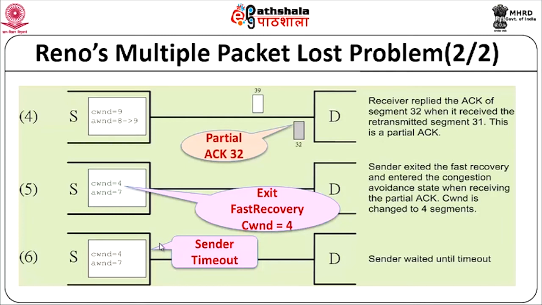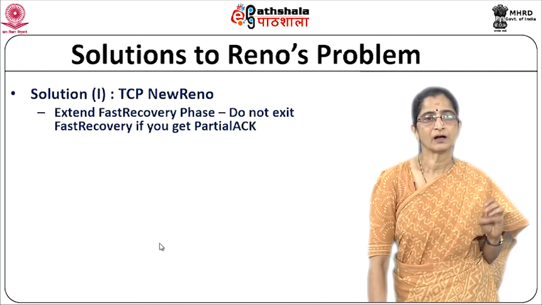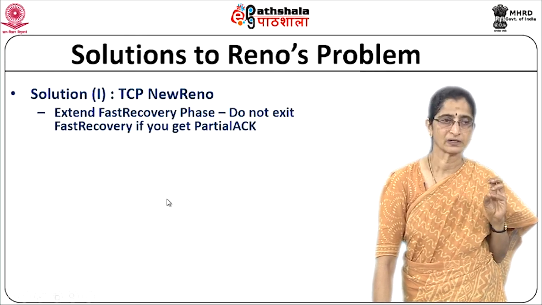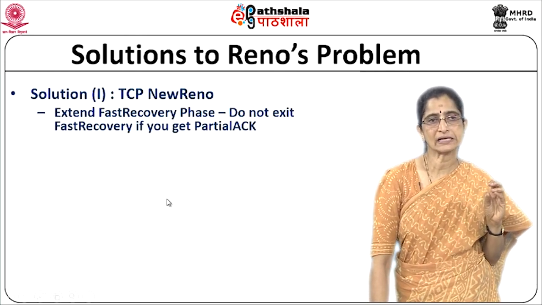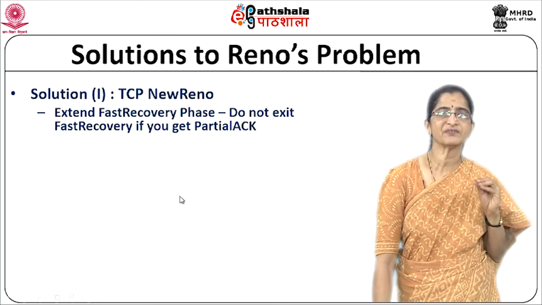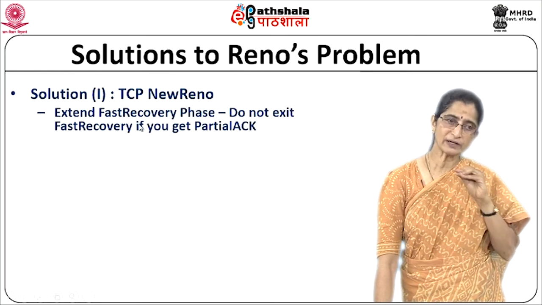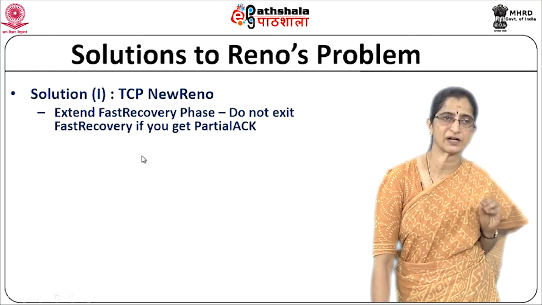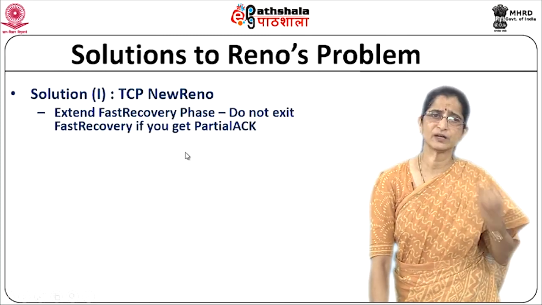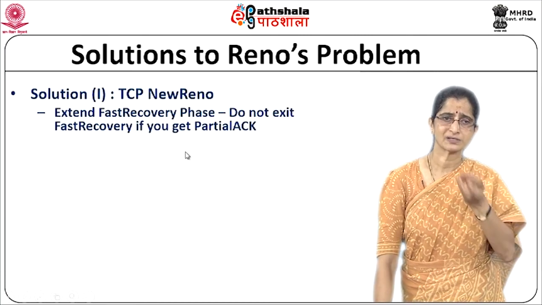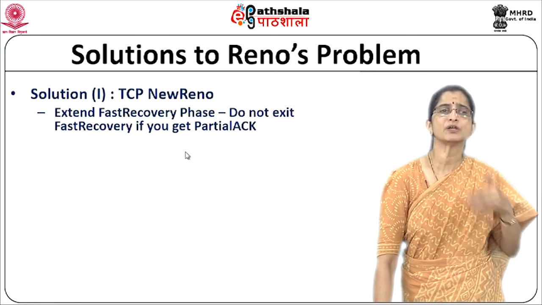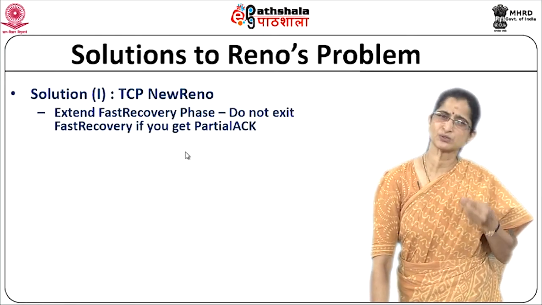So, now coming to the solution. There are many solutions as I talked about. One of the first solutions that was proposed for Reno is TCP New Reno. Now, New Reno, essentially what is done in this particular mechanism is that you extend the fast recovery phase. That is, you do not exit the fast recovery phase if you get a partial ACK. So, which means you have to identify that you actually got a partial ACK, which is very easy, because you are getting only an acknowledgement for a number which is somewhere in between what you had transmitted, right. You transmitted from 31 to 39, you should have actually got an acknowledgement of 39, but you only got an acknowledgement for 32, right.